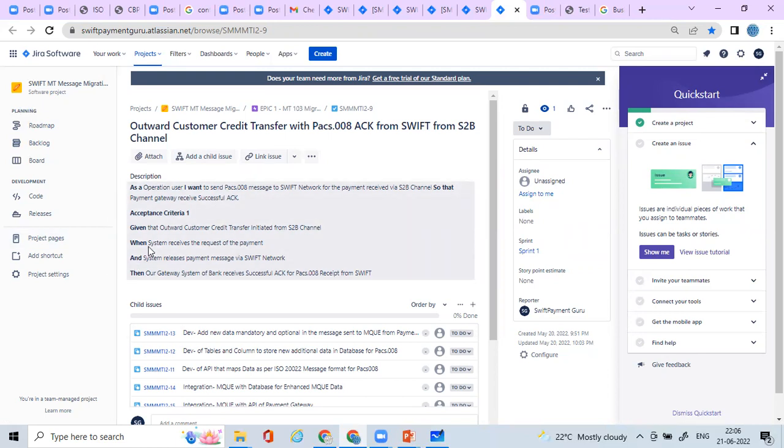So given that the outward customer, this acceptance criteria is when from the S2B channel, this customer credit transfer MT103 is initiated, or call it customer credit transfer payment is initiated, then they should be able to send out this pacs.008 message, and for that you should receive a successful ACK from the Swift network itself. So that is what this first user story defines.